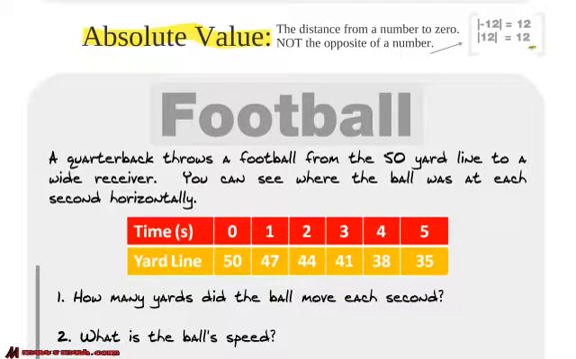All right, so let's go back to football. The quarterback throws a football from the 50-yard line to the wide receiver, and you can see where the ball was at each second horizontally in this chart. At 0 seconds, the ball was at the 50-yard line. At 1 second, it was at the 47. At 2, the 44. At 3, the 41, and so forth.